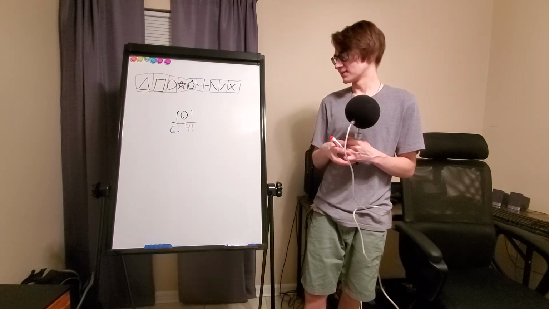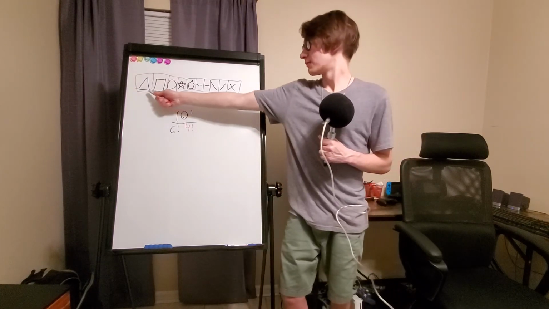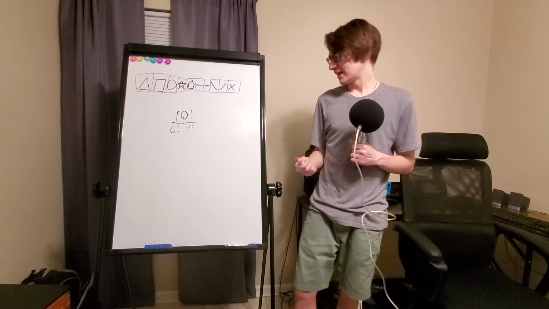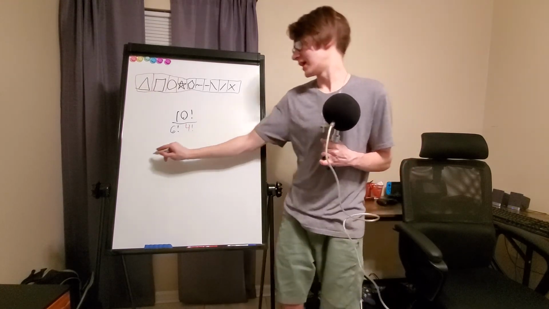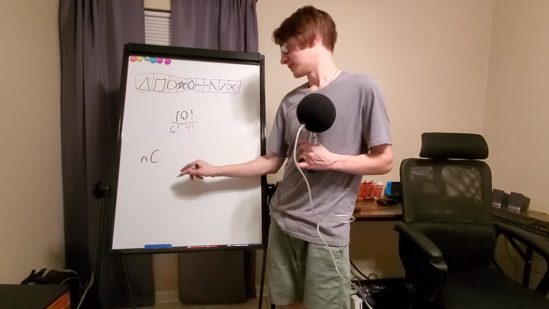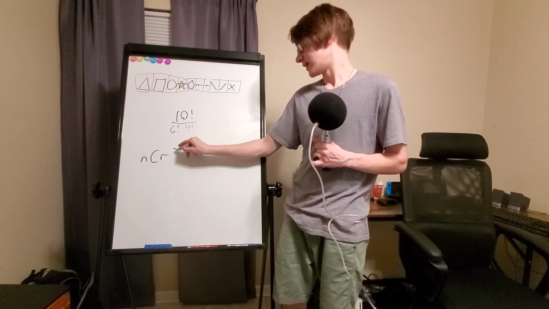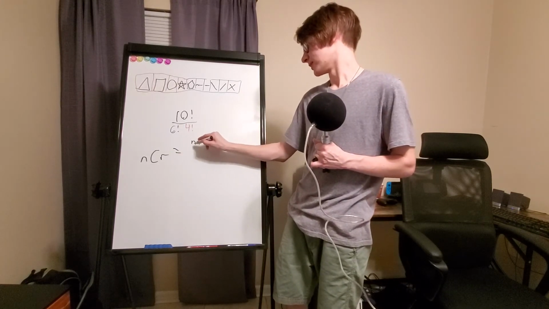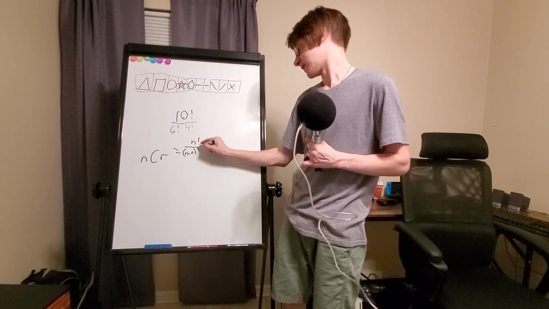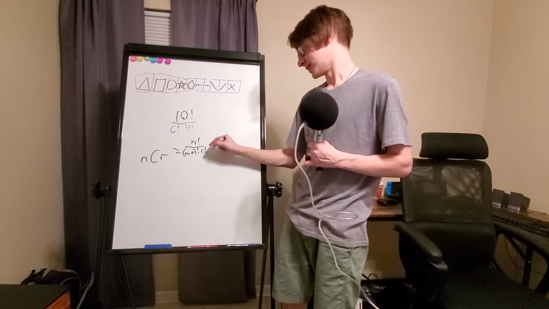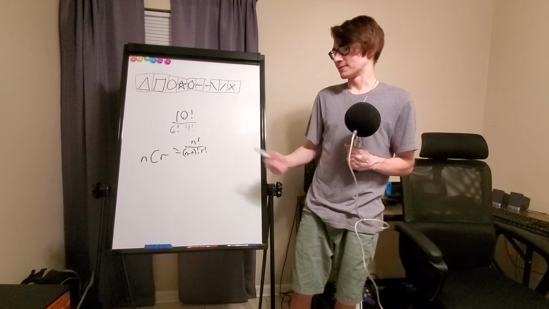There are 10 factorial divided by 6 factorial times 4 factorial ways to select 4 objects from a pool of 10. And if we want to generalize this a little bit, if you have n objects and you want to know how many combinations of r you can pull out of them, then that will be simply n factorial divided by n minus r factorial times r factorial. So this is where it comes from.